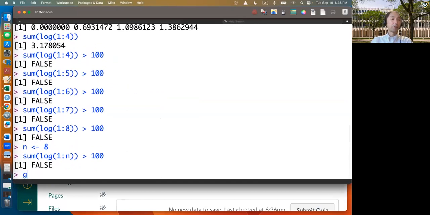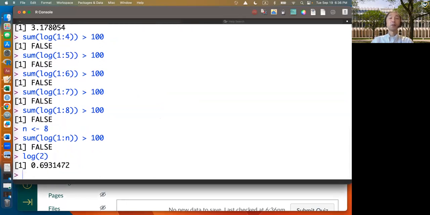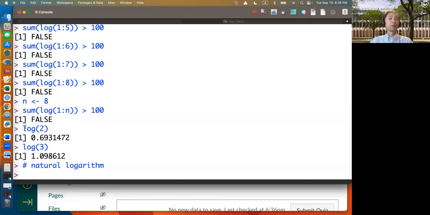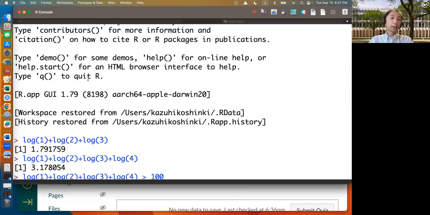And maybe I even type log of 2 and log of 3 first to see if this is the natural logarithm. Yeah. So if log of 3 is less than 1, then probably that logarithm is log with base 10, right? But here, log of 3 is 1.09. So at least we see that the base of this logarithm is probably e. So just step by step.